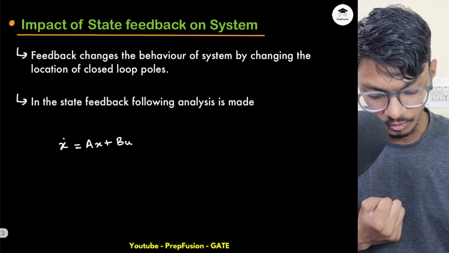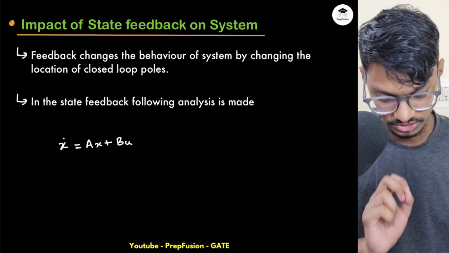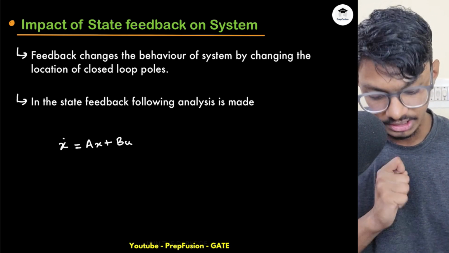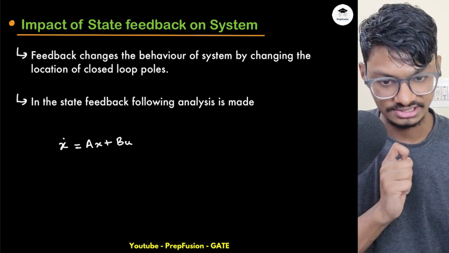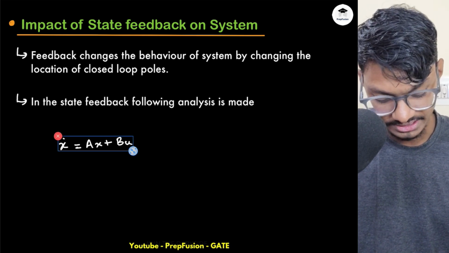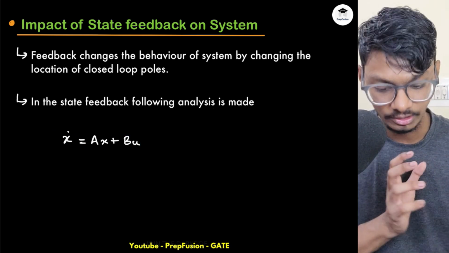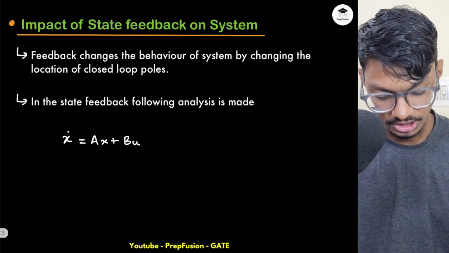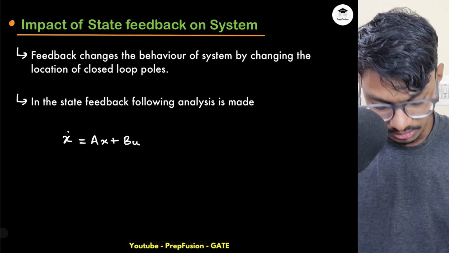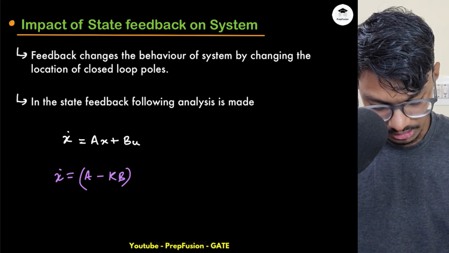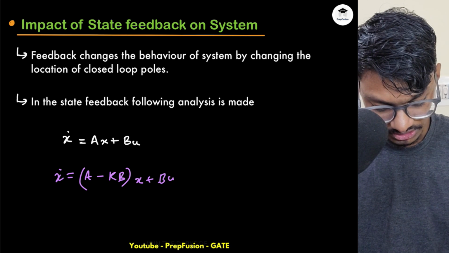So here I have written a few points. Impact of state feedback on system: feedback changes the behavior of the system by changing the location of closed loop poles, as explained. In state feedback, the following analysis is made. Basically, how do we analyze? Analysis means how do we find this feedback matrix? Our A changes to A minus KB into x plus bu. Now this is how we analyze.